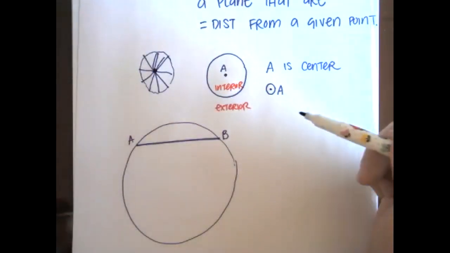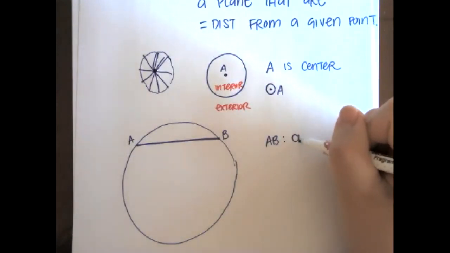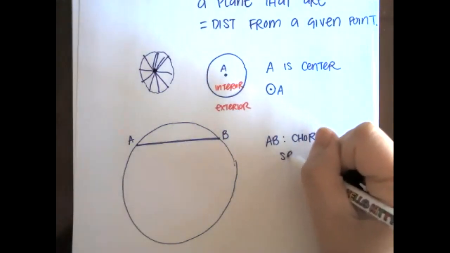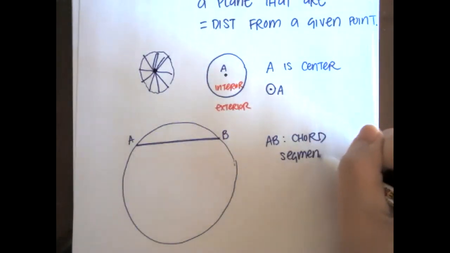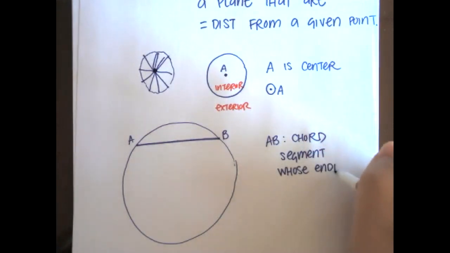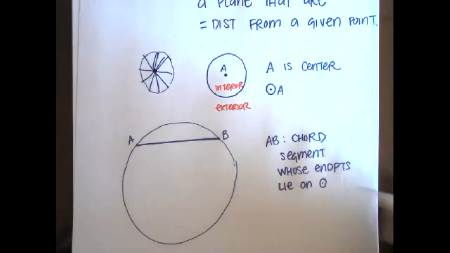AB, let's label this AB. This is a chord. AB is a chord. And a chord is a segment whose endpoints are on the circle. Endpoints lie on the circle.